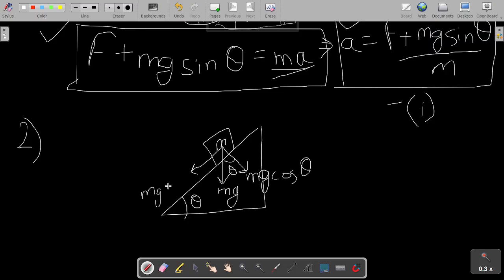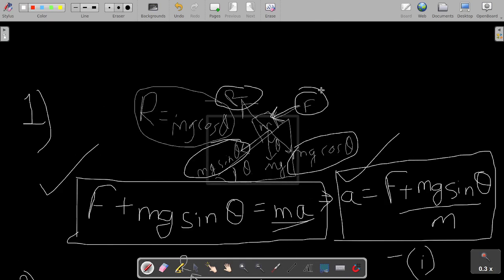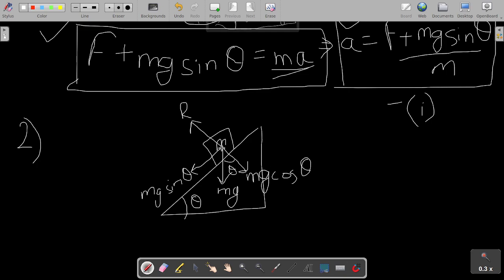So this is mg sin theta. Okay, and again in this case R balances mg cos theta. So it's exactly the same diagram, only this F force is not present here. So in this case, suppose I'm trying to prevent the body from falling down, then I'm applying an upward force F. Note, here I am not considering friction. In real life we have friction, of course, but in this case I'm not considering friction. I will make a separate video for it.